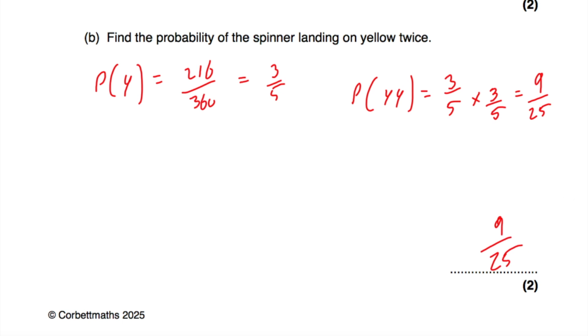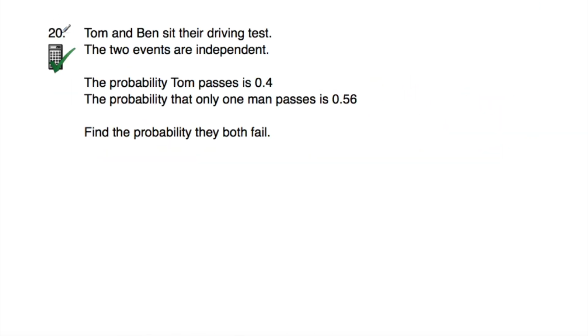Okay, let's look at our next question. Question number 20 says that Tom and Ben sit their driving tests and the two events are independent. So perhaps they're not using the same driving instructor and there's not a quota in terms of how many pass or fail and so on. The probability that Tom passes is 0.4 and the probability that only one man passes is 0.56. And we've been asked to find the probability that they both fail.